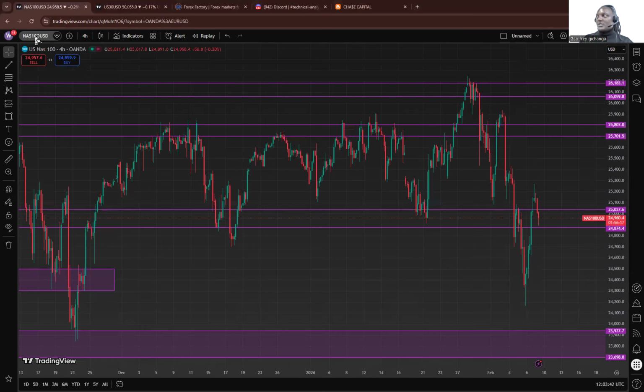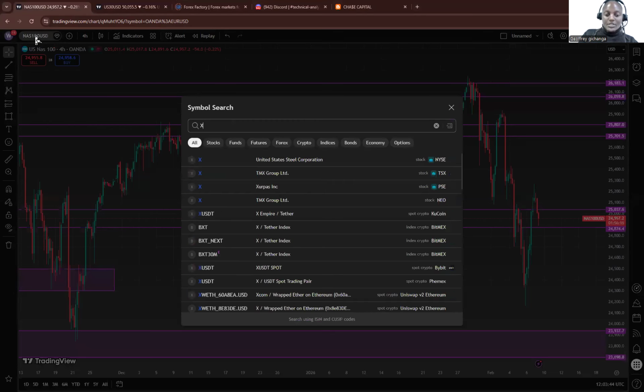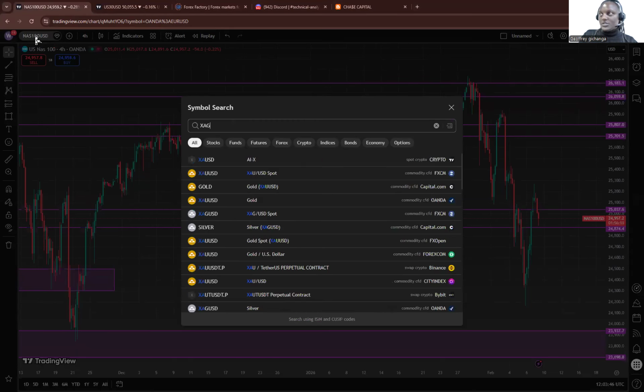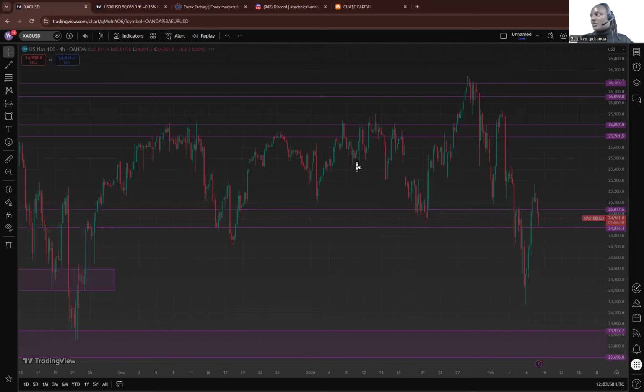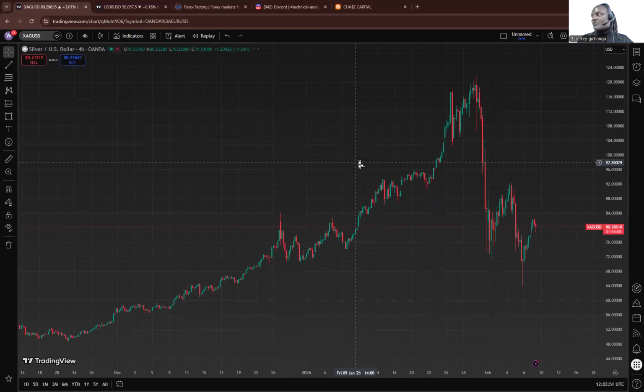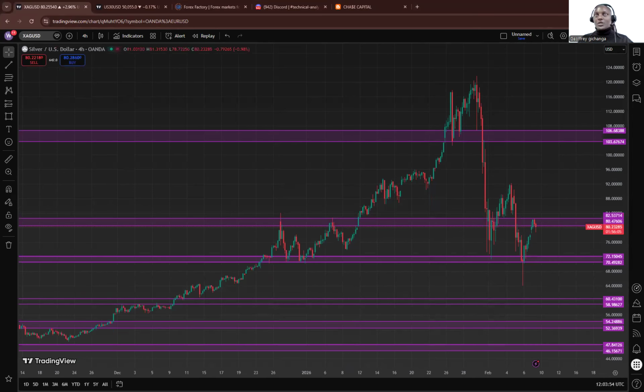Then lastly, we have silver, XAGUSD. So here for silver, this is what you have. We saw price coming down to this level of 72 and 70. These areas down here are very key areas of demand. We've seen price rally from this, so I want to see how price reacts at this area.